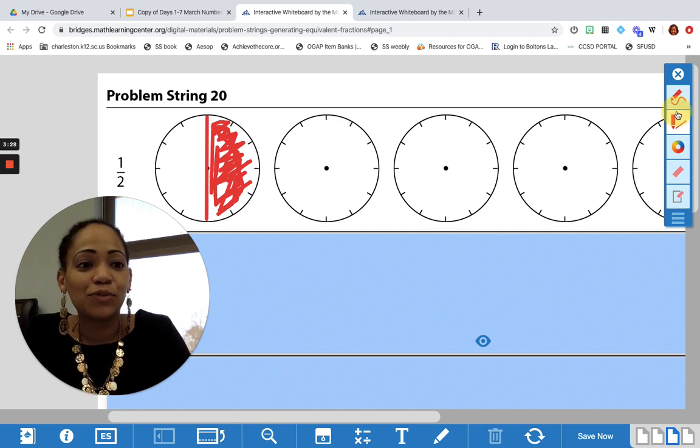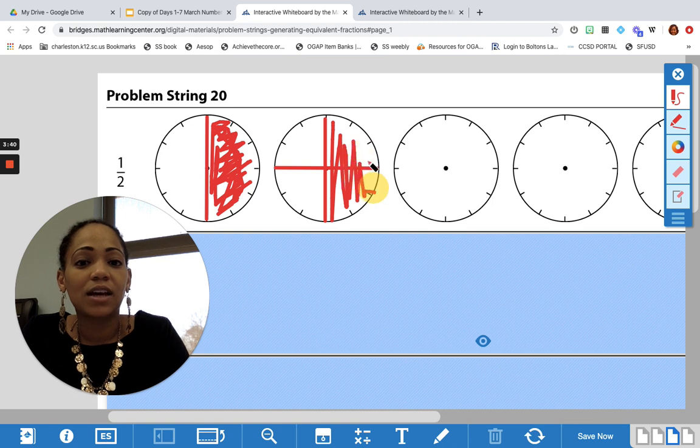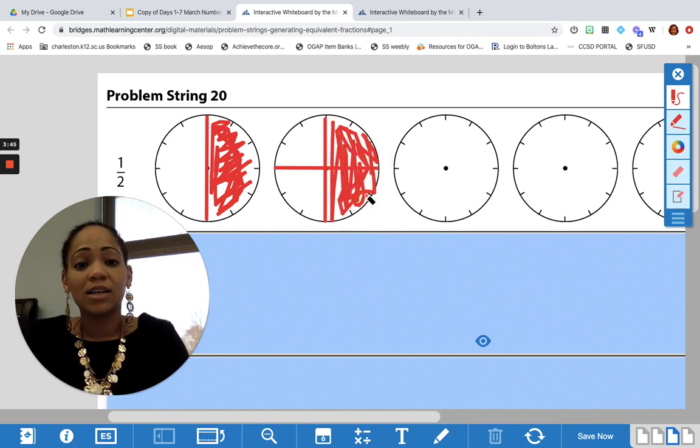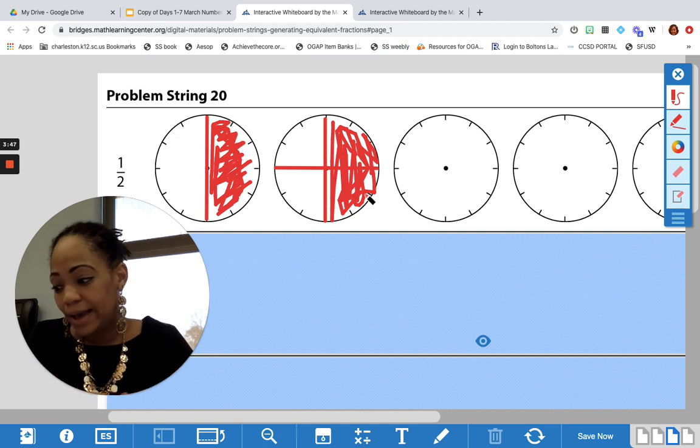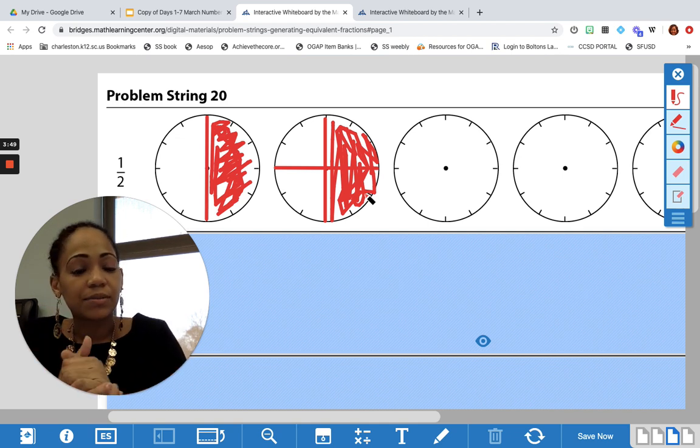Ooh, did you say 2/4? Awesome. So I could separate my clock into fourths, and then I have still half of it colored in, same amount of space colored in, or since we're talking about clocks, it's the same amount of time that would have passed. All right, what else?